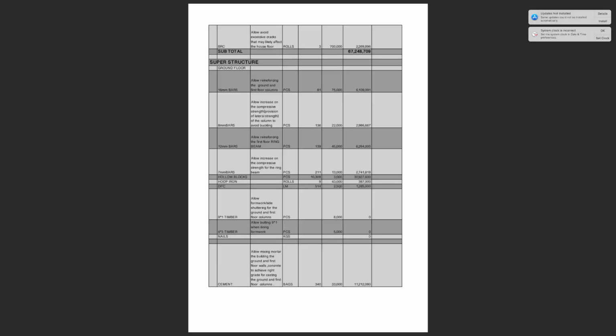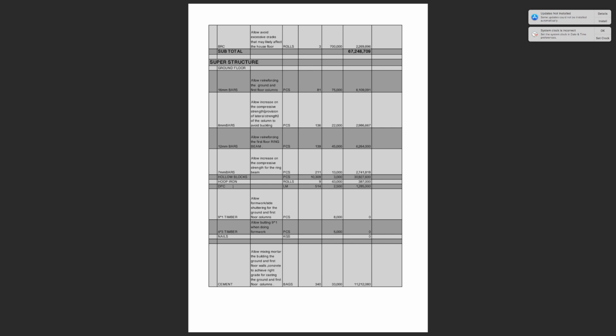We bought Lexan. Lexan was for mixing mortar for building block work for both the ground floor walls and the first floor walls, and also mixing concrete for casting the ground floor and first floor columns. We bought 40 forward trips, and each trip costed us 250,000 shillings, and that costed us 9,938,200 shillings.